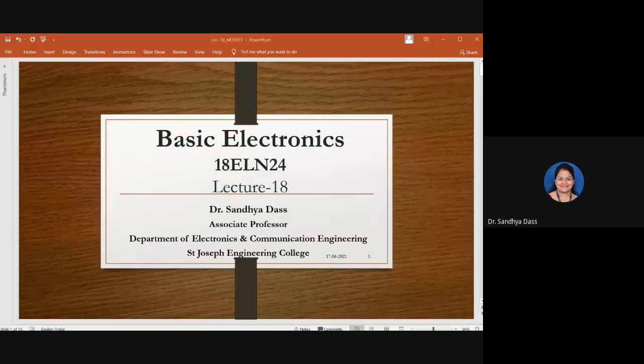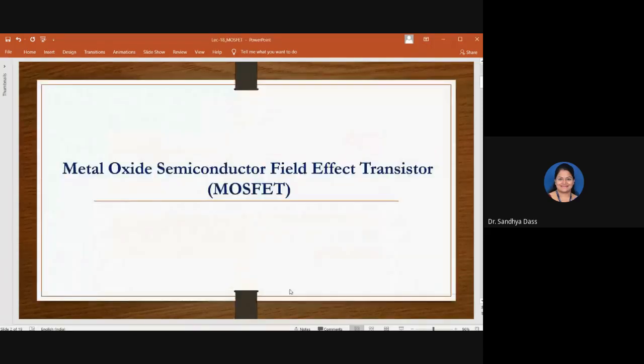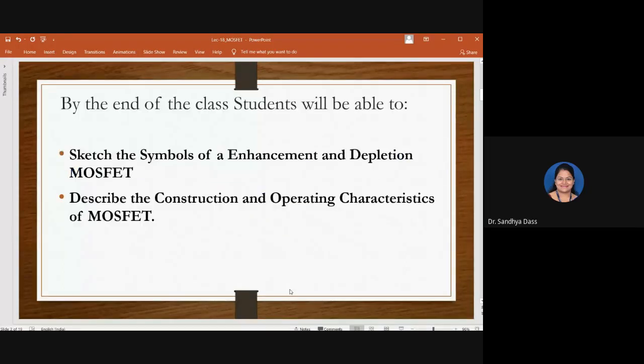All right, I think we should start. Okay, we'll start today's session, students. So today is the 18th lecture. By the end of this class, you will be able to sketch the symbols of enhancement and depletion type of MOSFET. And you'll also be able to describe the construction and operating characteristics of MOSFET.